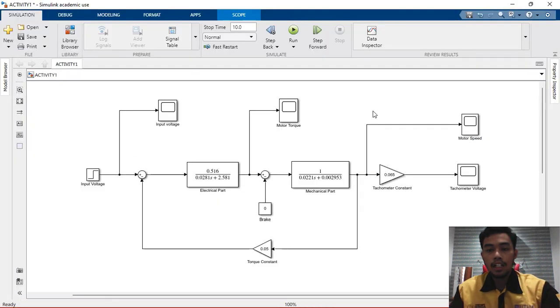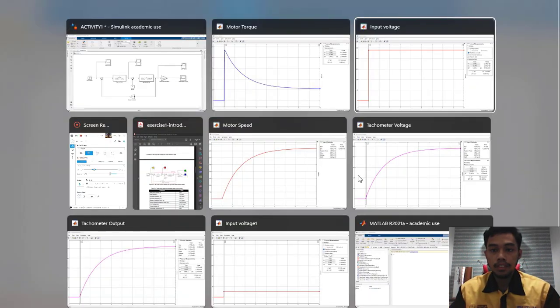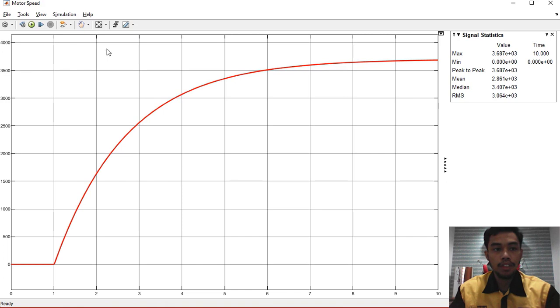And then we need to observe the motor speed. The motor speed of this block diagram gradually increases until it reaches a constant speed at t equals 10 seconds, where the maximum speed it will reach is 3687.